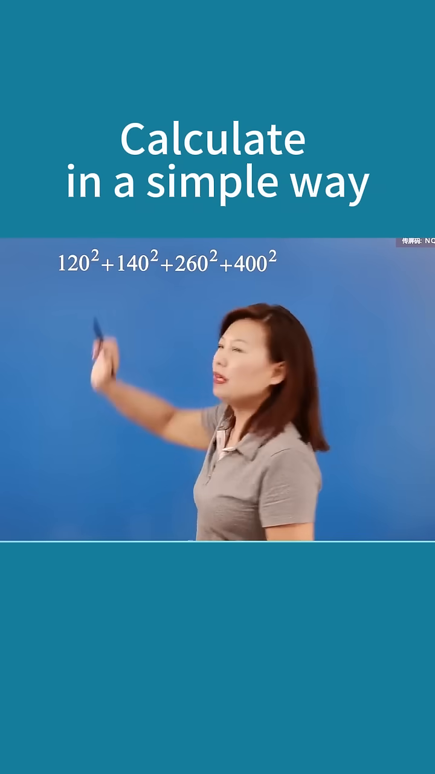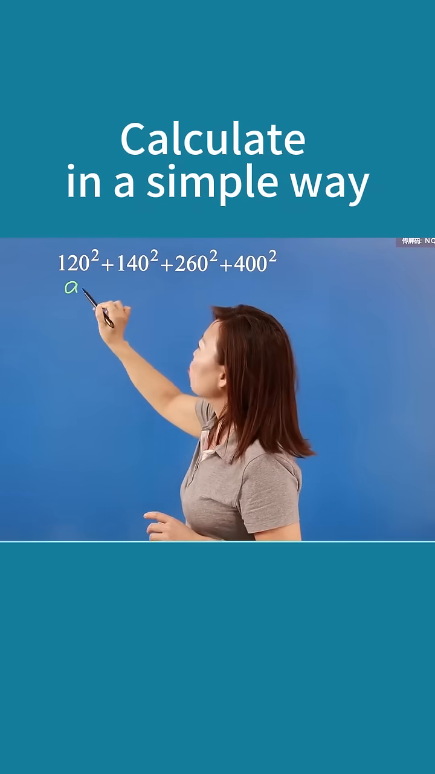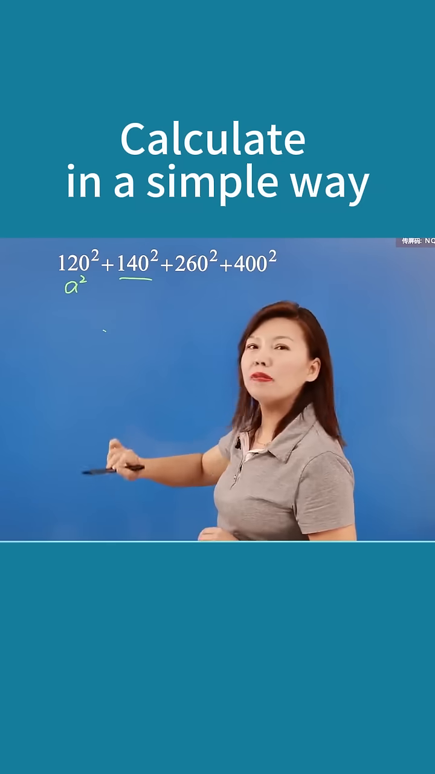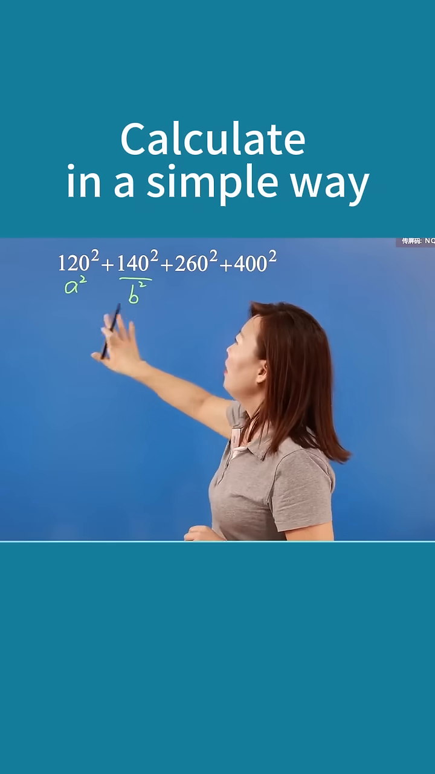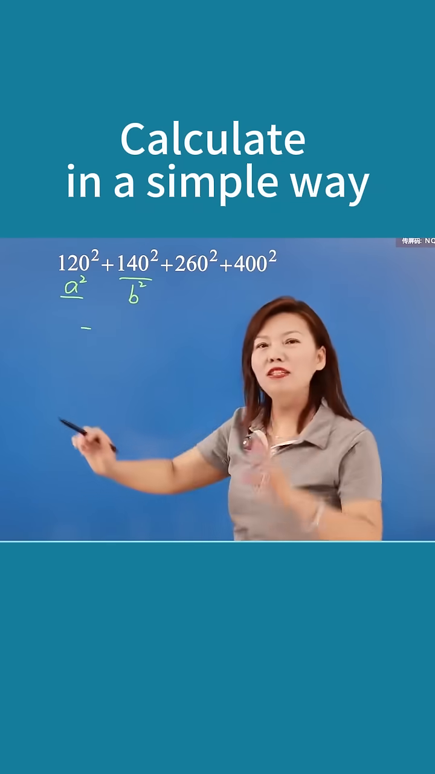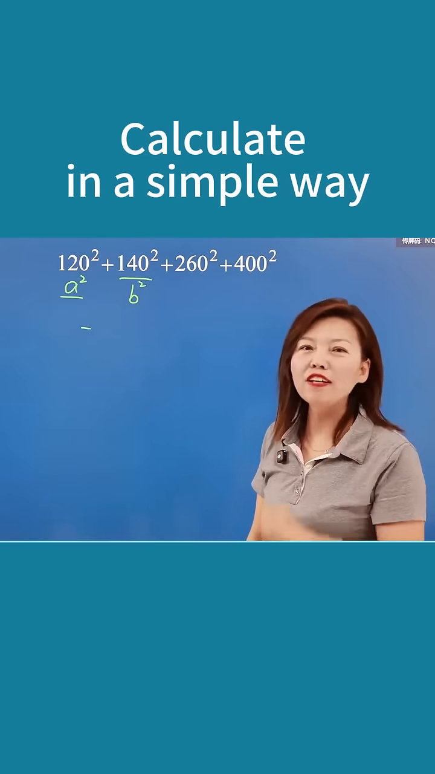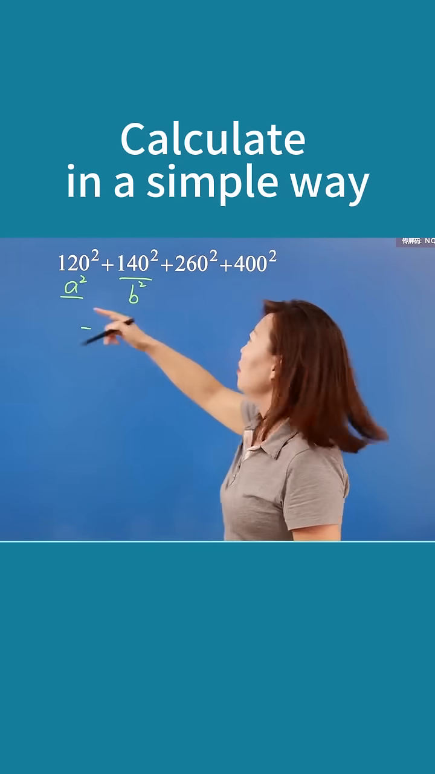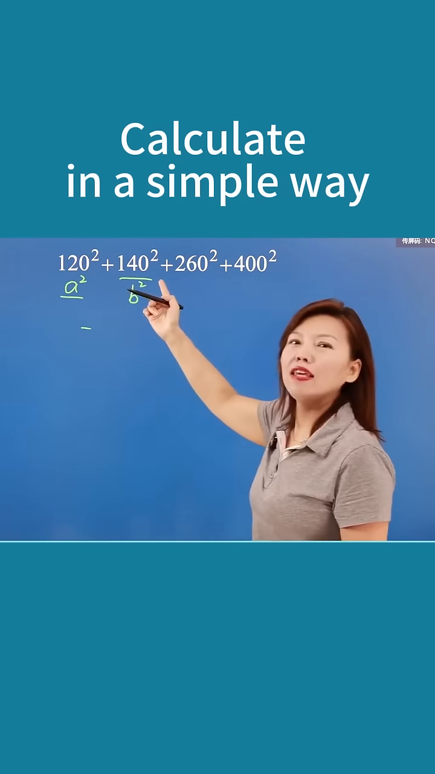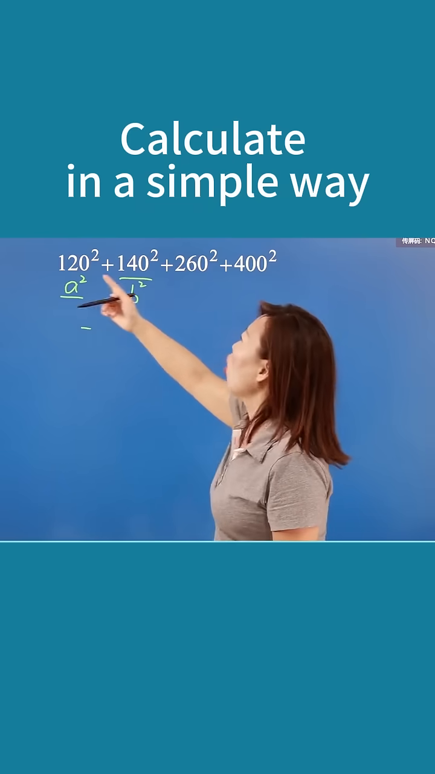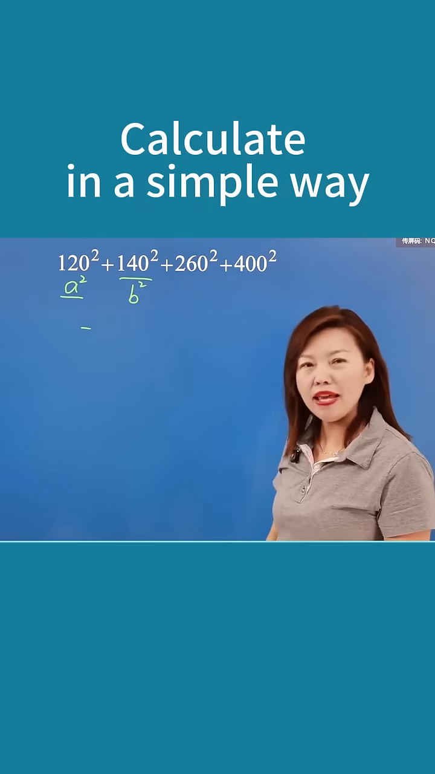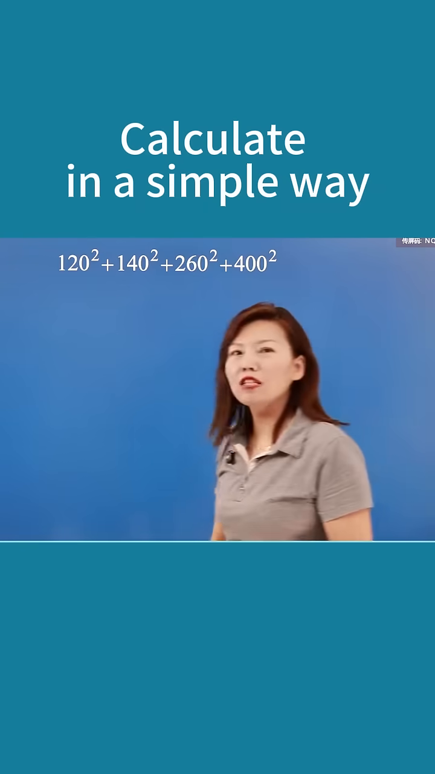Think about it. Isn't the square of a number equivalent to saying this number is a squared, and that number is also equivalent to b squared? So when you see a squared, which geometric shape comes to mind? Isn't it just a square? A square with a side length of 120 plus a square with a side length of 140? Aren't we just calculating the area of these four squares? All right, since we've thought of squares, let's draw them out.